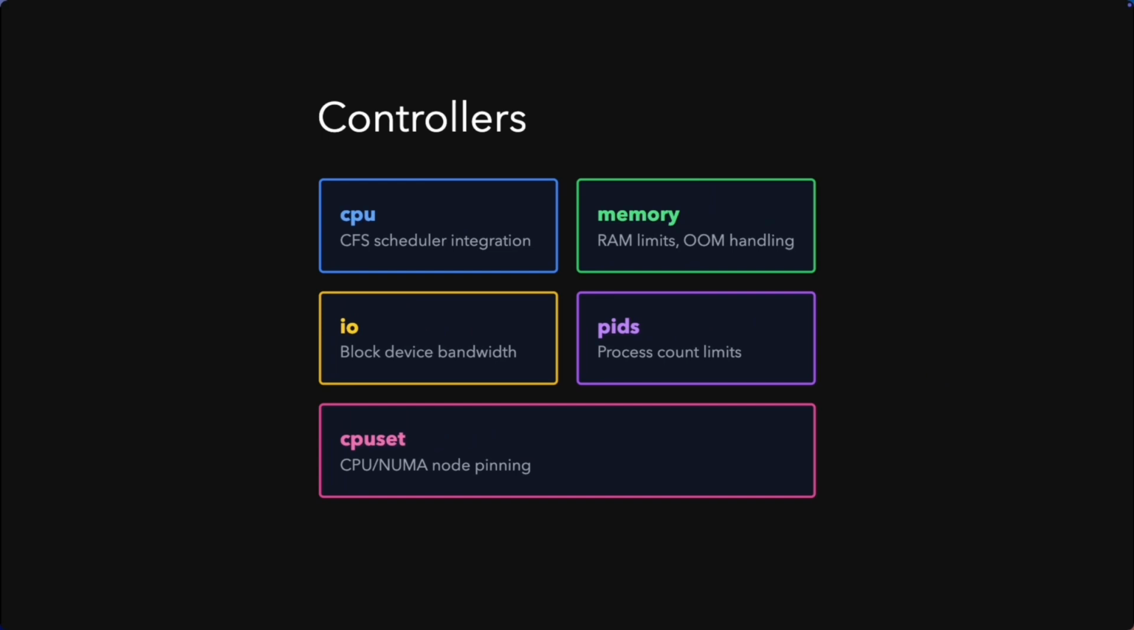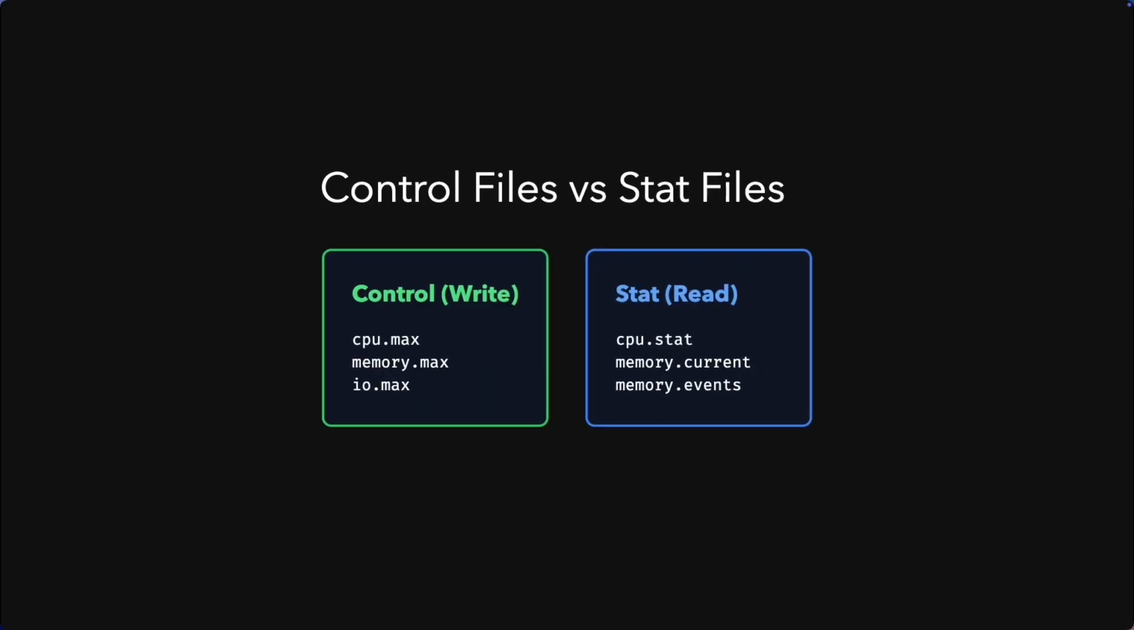Now the kernel exposes controllers, and each controller manages one resource type. It can be CPU, memory, I/O, PIDs, and cpuset. Each controller has control files, you write to them, and stat files, you read from them. Kernel enforcement happens at allocation time.